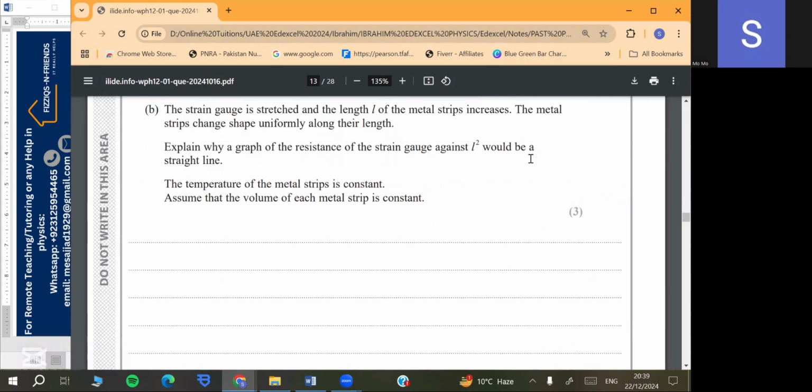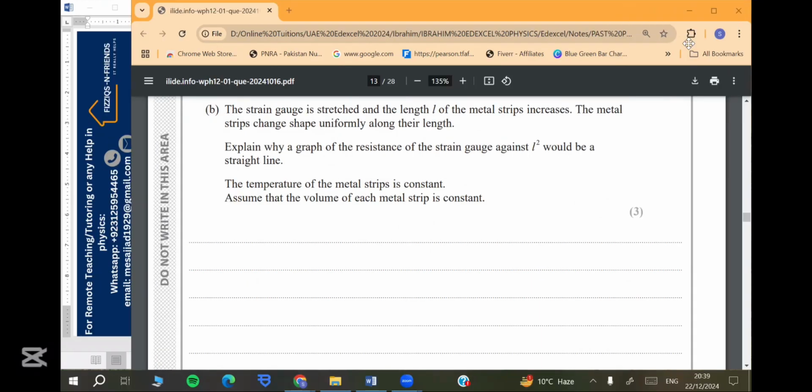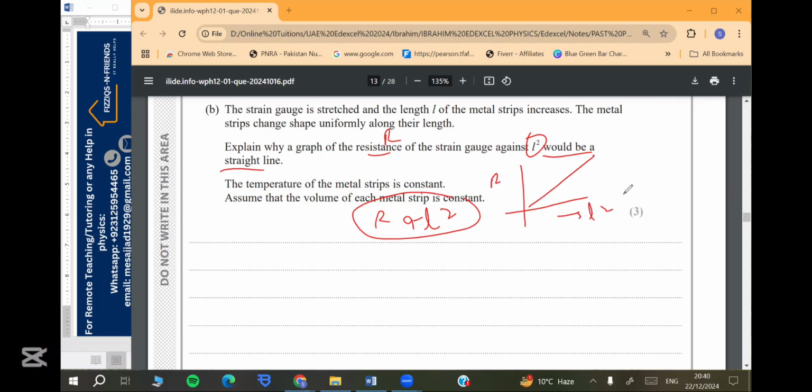B, the strain gauge is stretched and the length L of the metal strip increases. The metal strips change shape uniformly along their length. Explain why a graph of resistance of the strain gauge against L squared would be a straight line. The temperature of the metal strip is constant. Assume that the volume of each metal strip is also constant. Simply, we have to show that the graph between resistance R and L squared is a straight line. That means R and L squared are directly proportional to each other, and when they are directly proportional, we will get this kind of graph between resistance and L squared. So we need to show this through a mathematical relationship.